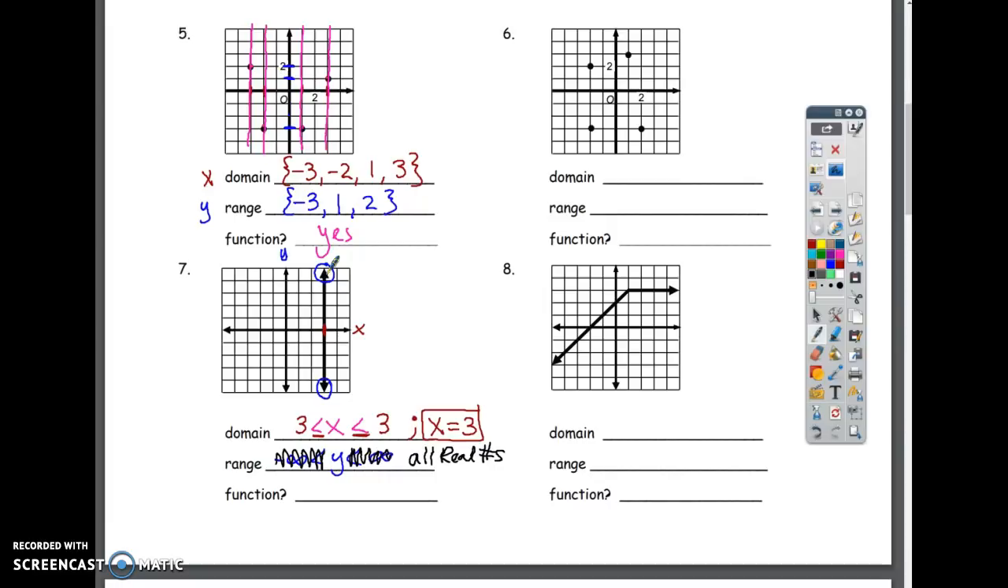Is this a function? Well, there's a point here, a point here, a point here, a point here. These points are all stacking one on top of each other, and we said that that cannot happen, so this is not a function.